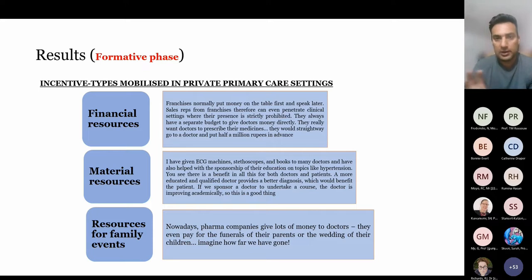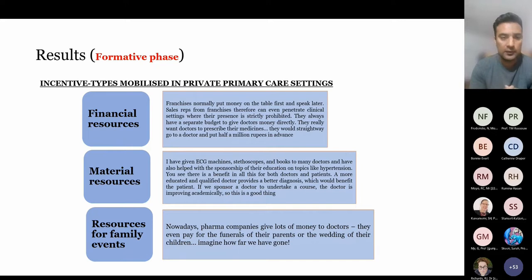So pharmaceutical sales representatives gave GPs access to a range of resources like money, items for personal, professional, and family use. And they also sponsored some educational events in return. GPs benefited pharmaceutical companies by prescribing their products. So in terms of financial resources, it was quite straightforward. It was money in the form of cash or check.